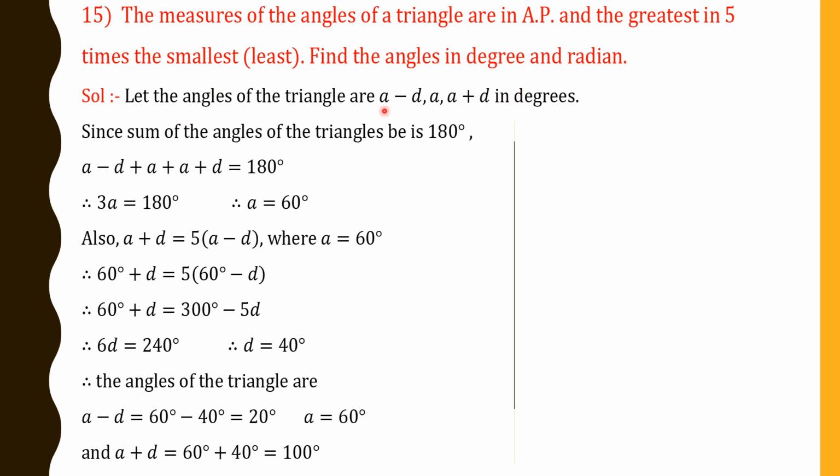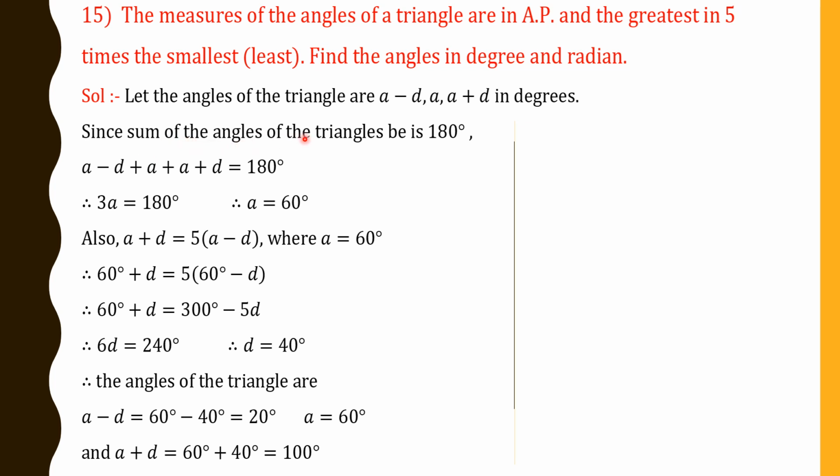Solution. Let the angles of the triangle be A minus D, A, and A plus D in degrees, as the angles of a triangle are in arithmetic progression. Therefore, for simplification, we use these three angles: first is A minus D, second is A, and third is A plus D. Their common difference is D. Therefore, these terms are in arithmetic progression.